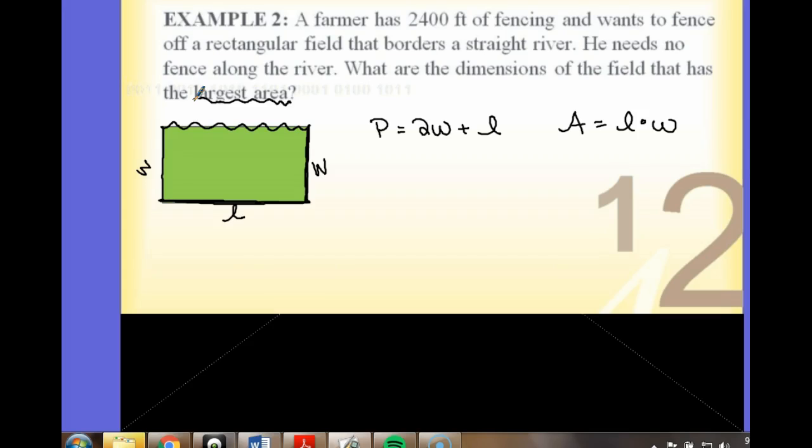So what we're going to do is take perimeter and plug it into area, because our goal is to get area in terms of one variable. Because right now, if I derive area, I have two variables. So our goal is to get area in terms of one using perimeter. The perimeter is the amount of fence I have. So at most, the perimeter can be 2,400.